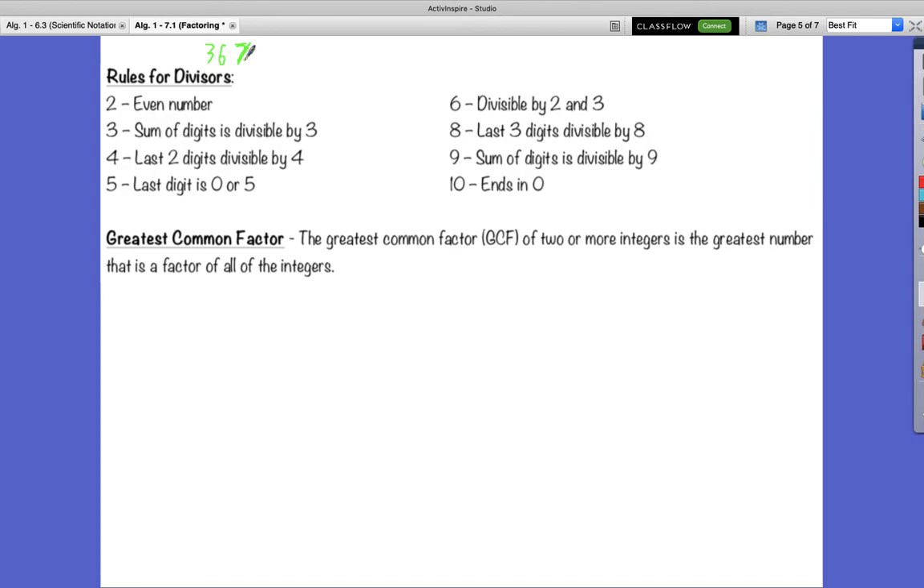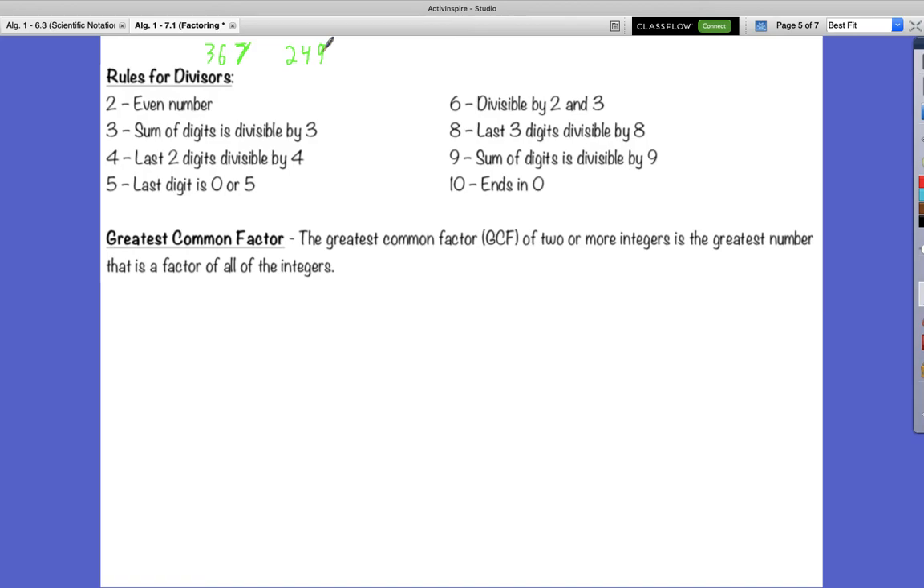Give me another 3-digit number. 249. Okay, 249: what's 2 plus 4? 6. What's 6 plus 9? 15. Is 15 divisible by 3? Yes, 5 times. So 249 is divisible by 3. That's how we can know instantly if a number is divisible by 3. It's a really handy trick. I use it all the time.